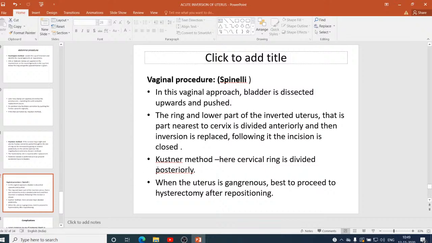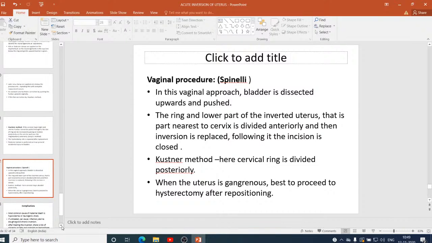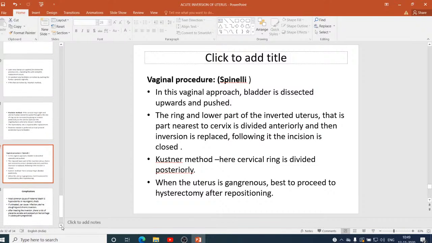In the vaginal procedure, that is Kustner's method, the cervical ring is divided posteriorly. In Spinelli's, it is divided anteriorly. In Kustner's, it is divided posteriorly. In cases where the uterus is gangrenous, the best is to proceed to hysterectomy after correction of the uterus.